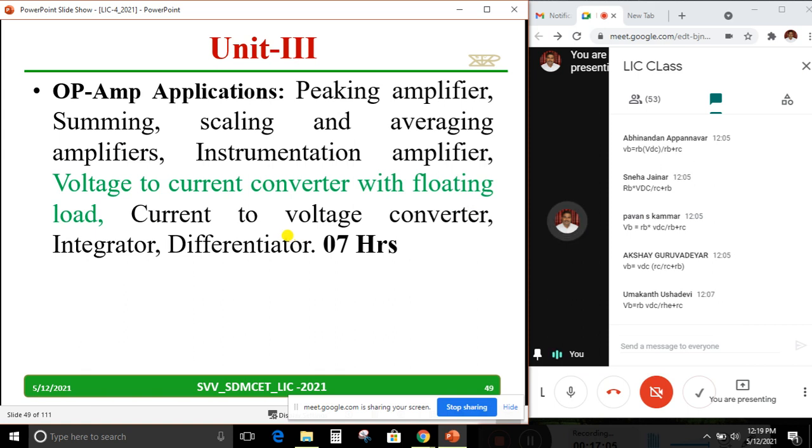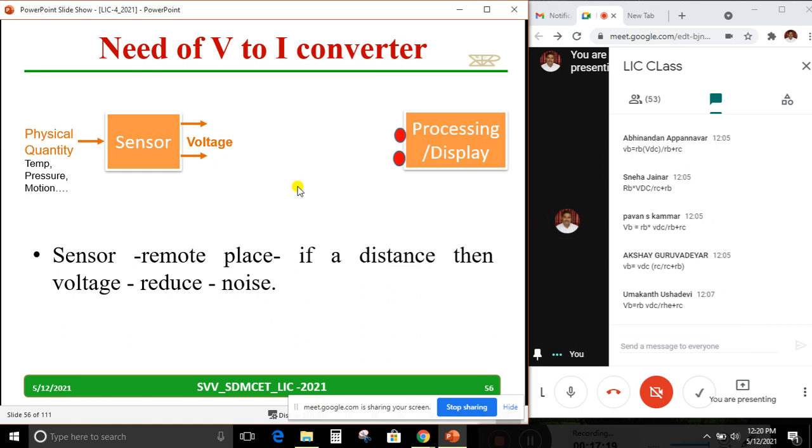Now we are going to discuss voltage to current converter. This unit will take very less time, but the next 2 units will take a lot of time. Even though we have mentioned 8 or 9 units for both the units next what we are going to discuss, but those will take a lot of time. So try to understand why I have to convert a voltage to current.